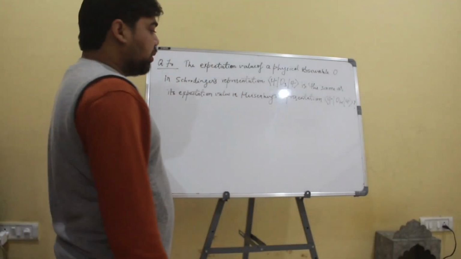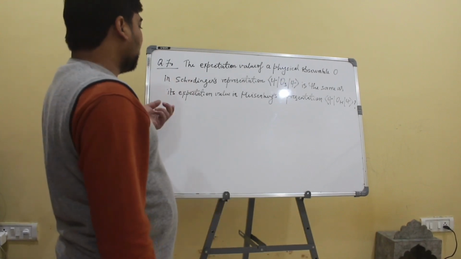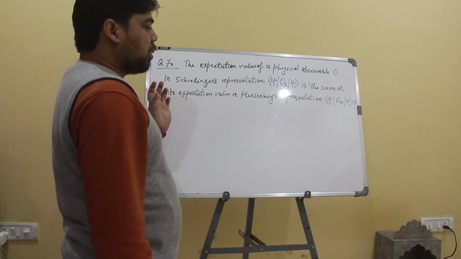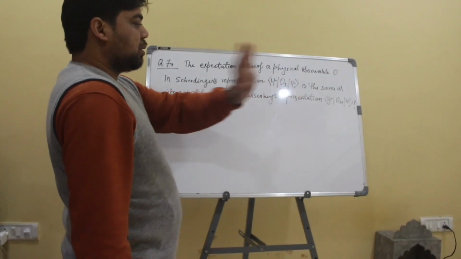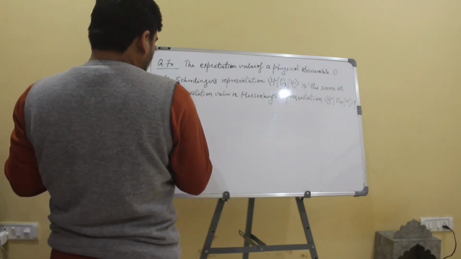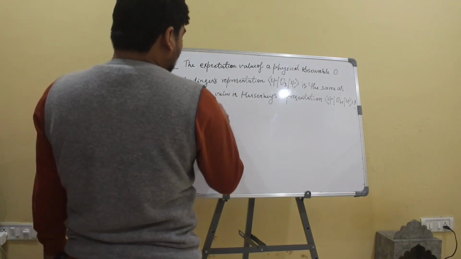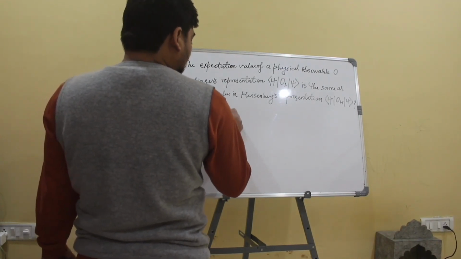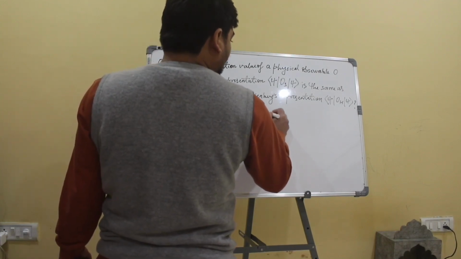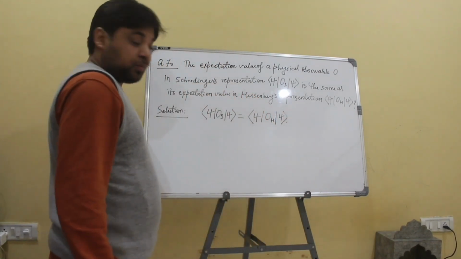Problem number 70, which is very important. It says that the expectation value of a physical observable O in the Schrodinger representation is the same as the expectation value in the Heisenberg representation. Remember that this is a true statement. These two representations, the Schrodinger and Heisenberg representations, are equal. They are just two different methods to solve the same problem.